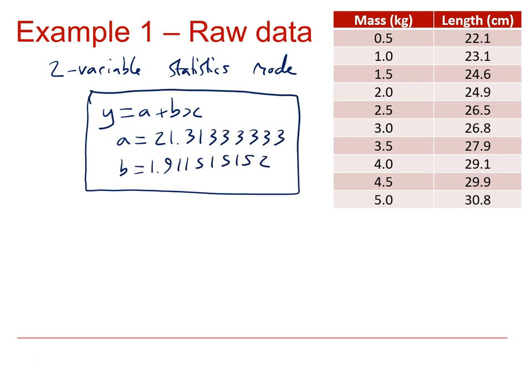You then have to combine that information together to write down the equation that we're looking for. We're probably going to want to use m for mass and L for length, and in the calculator the left hand row is always the x and the right hand is the y. Our y, which is our length, L, is going to be equal to 21.3, rounding to a sensible degree of accuracy, plus 1.91 m.